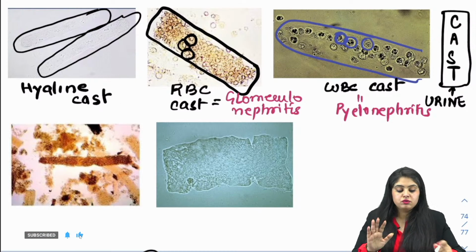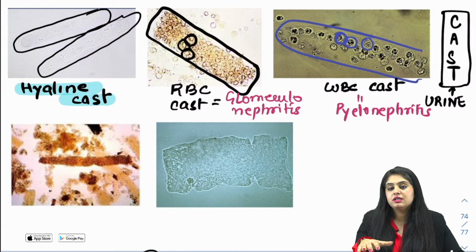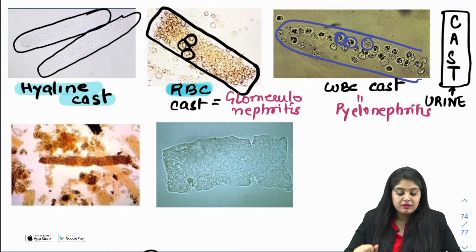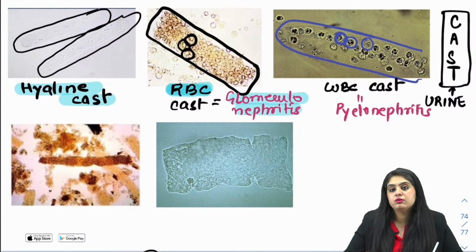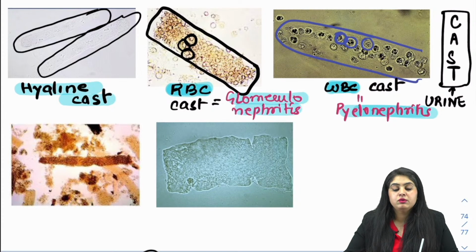Now ma'am, I've understood. Till the time the transparent cast was coming, everything is good in the patient, nothing to worry, no problem. When RBCs start coming, that is a problem, meaning glomerulonephritis. When WBCs start coming, that means pyelonephritis.